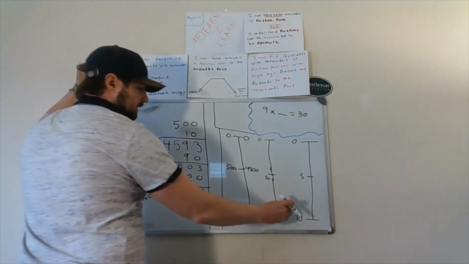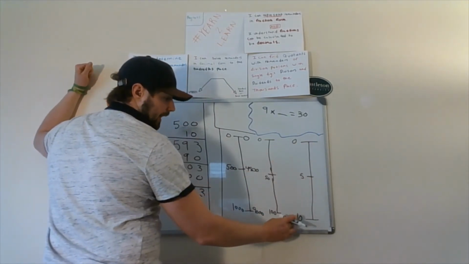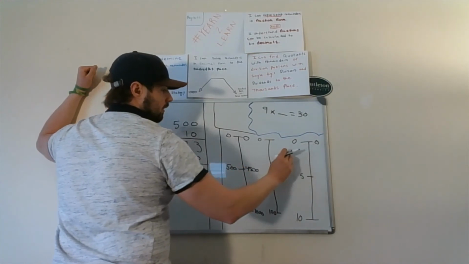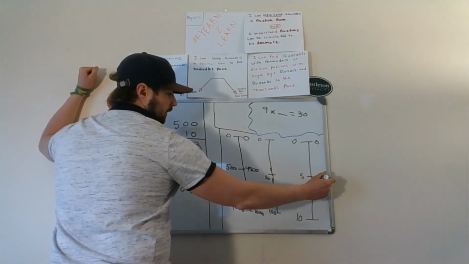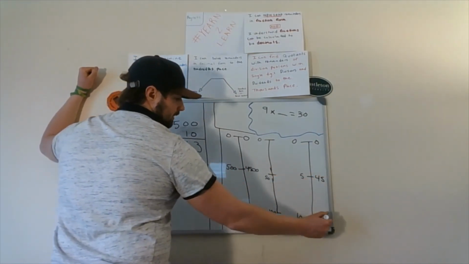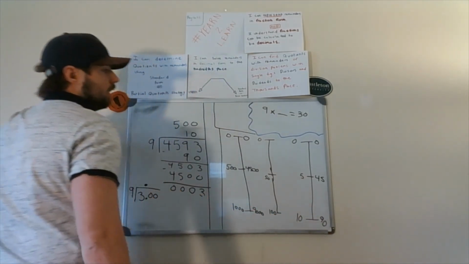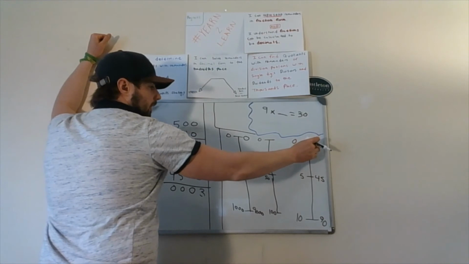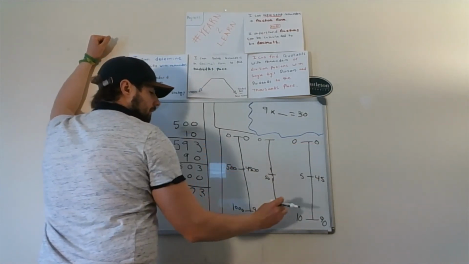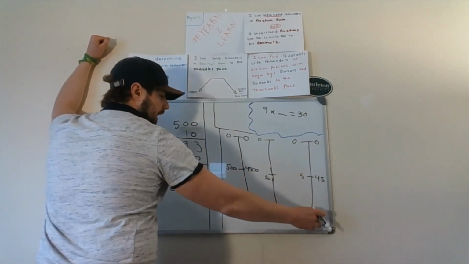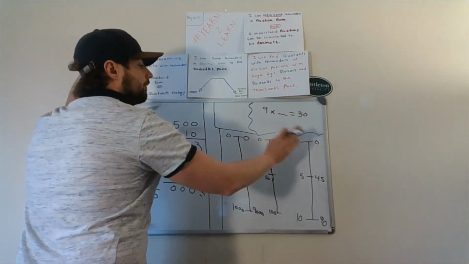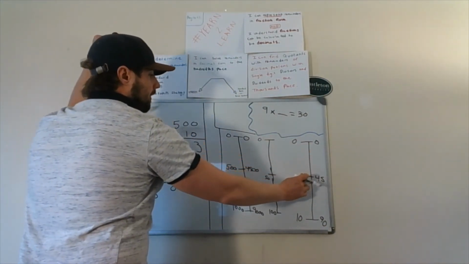Let's take a look at this taper right here, that taper that goes to 10. 9 times 0 is going to give me 0. 9 times 5 is going to give me 45. 9 times 10 is going to give me 90. Where would 30 fall? Would 30 fall between 0 and 45 or 45 and 90? It would fall between 0 and 45.